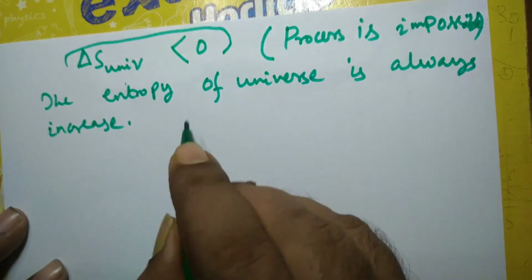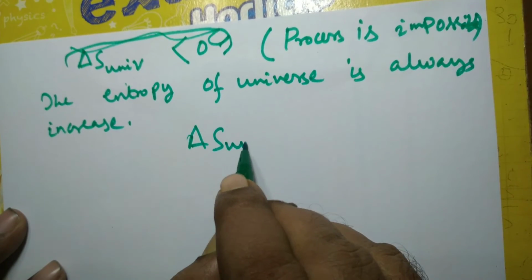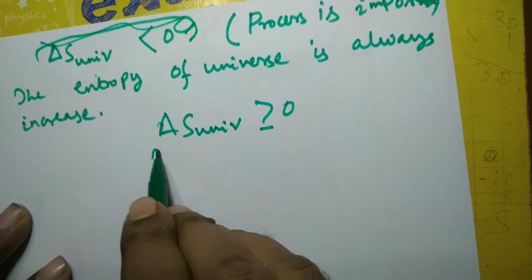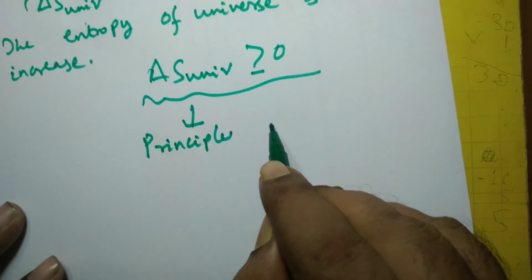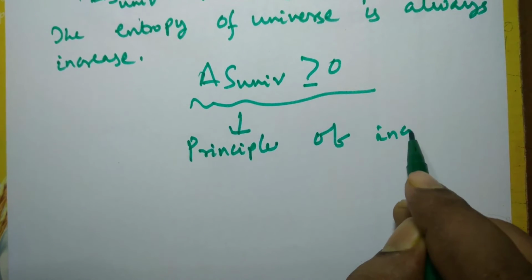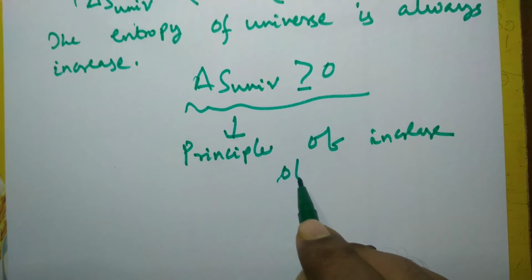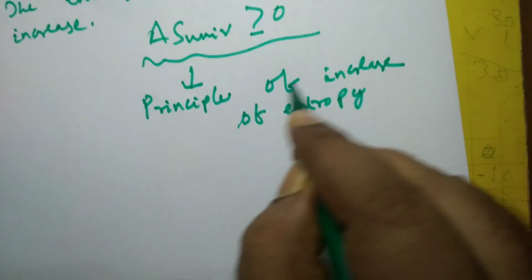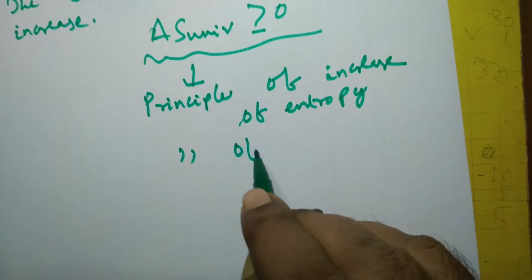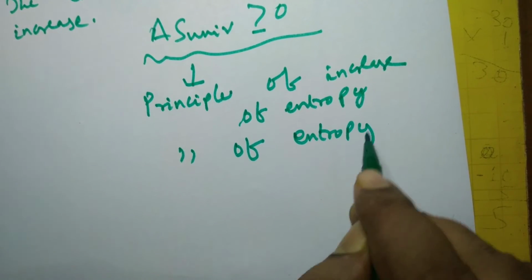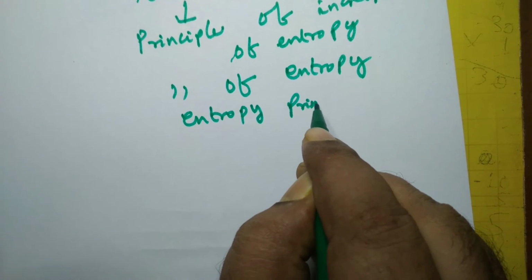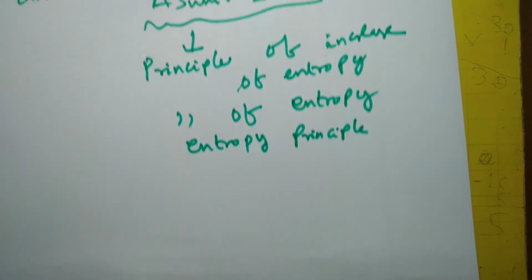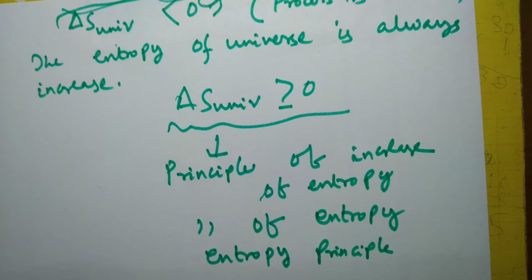So this principle, delta S universe greater than or equal to 0, is known as the principle of increase of entropy, or simply the principle of entropy, or the entropy principle.